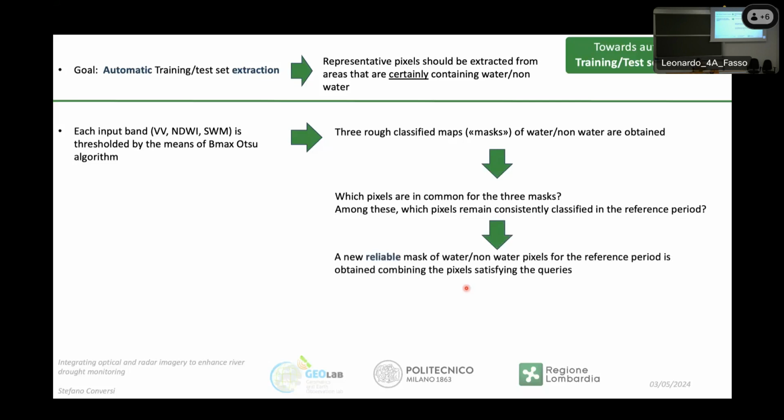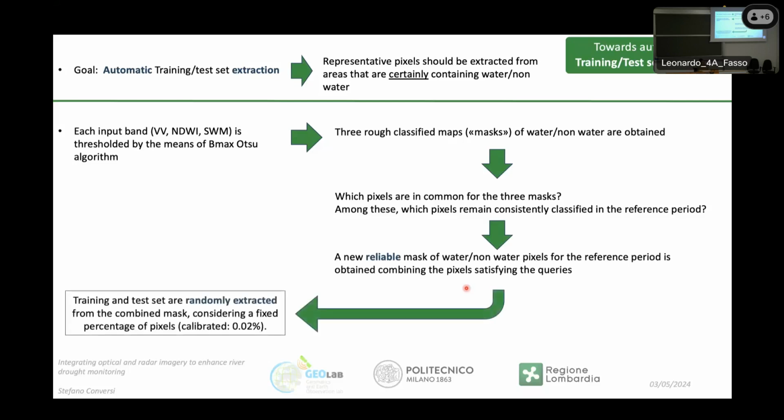At this point, we had a mask that is not the final map of classified water, but it is a mask containing only pixels that we can rely on for extracting water pixels and non-water pixels. I'm sorry if I repeat myself, but it's quite important to stress this aspect. So training and test samples are randomly extracted within a certain percentage of points that was calibrated at 0.02% of the pixels of the area.